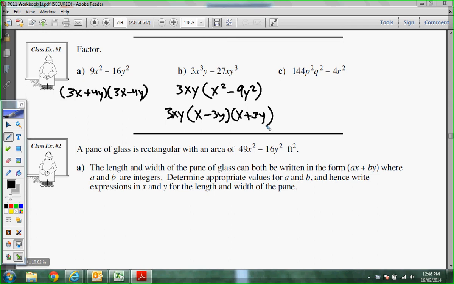Very good. Okay, Lauren, what do you think on part C? Okay, both divisible by 4. Okay, fair. So we take a 4 out first.